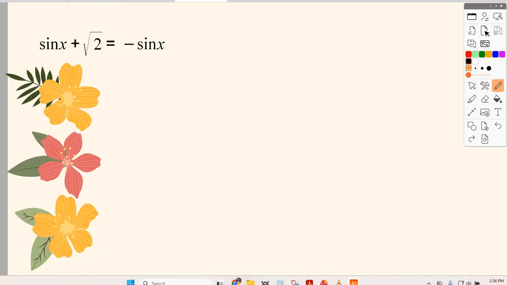Are we okay with that? And usually we like for things to be positive. So what might it be helpful to do? Add the sine of x to both sides, yes? So if I already have a sine of x and I'm adding another sine of x, how many sine of x's do we have? 2 of them.